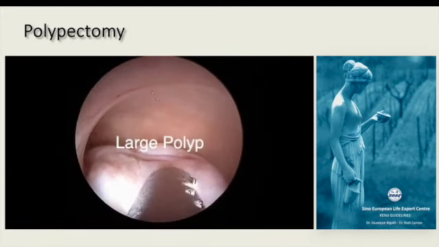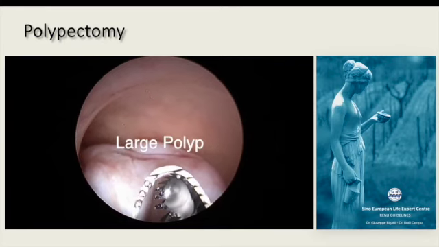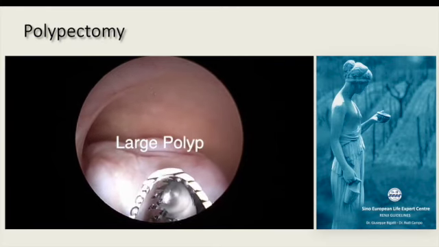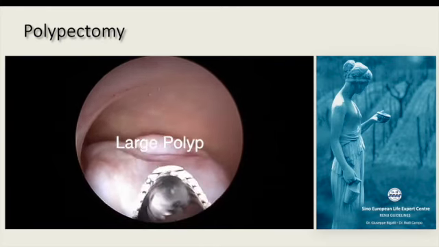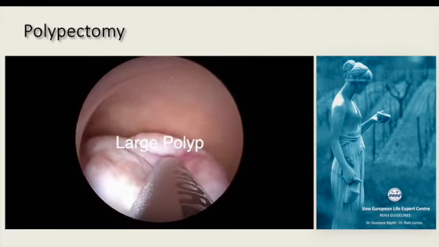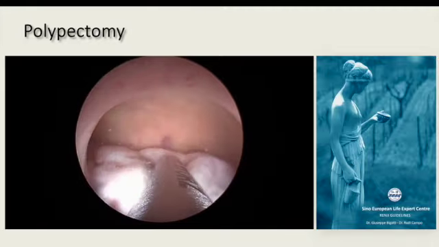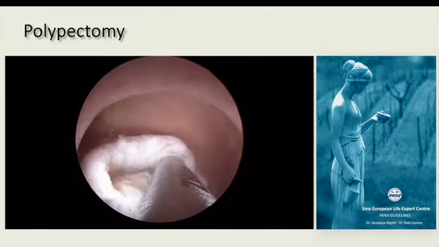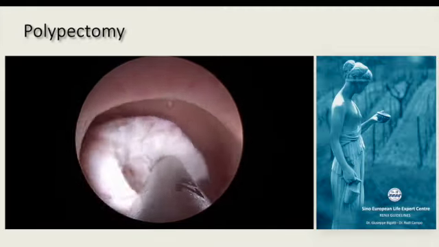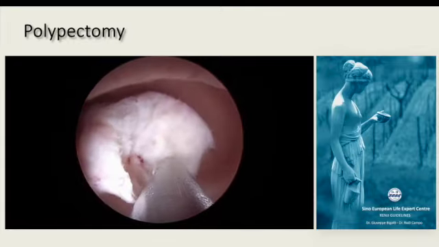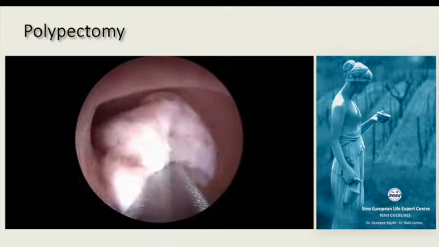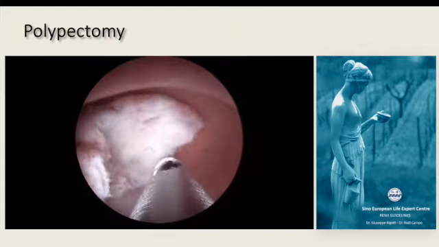You see that you have a large polyp based on the posterior wall. You go inside the cavity with the blade. You first check that the blade is working under vision. Then you place the blade on the top of the polyp and you start the procedure. You see the blade is working for you. You don't have to move. You just keep the position, and in a short time you remove the polyp completely.